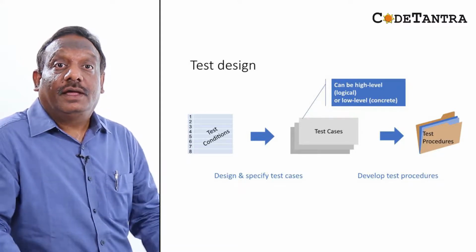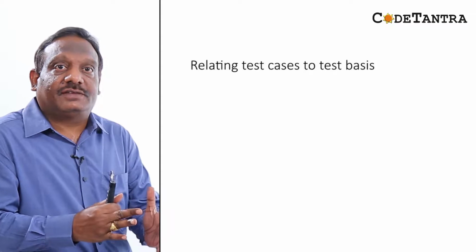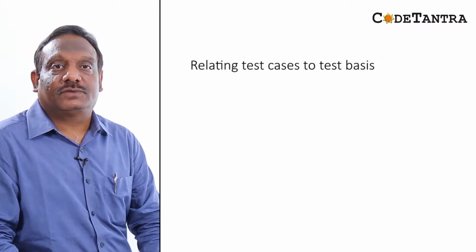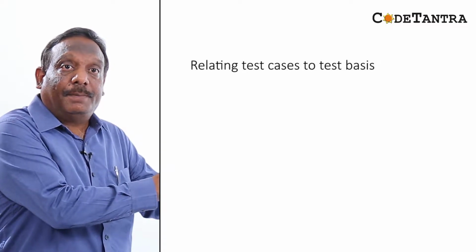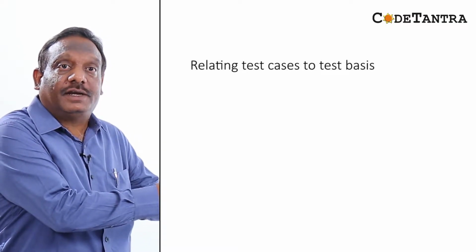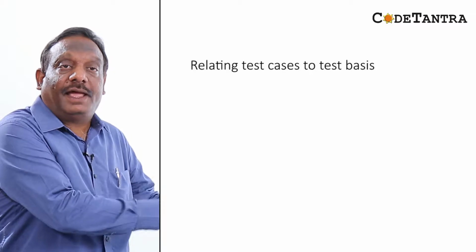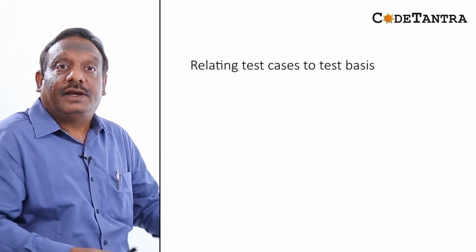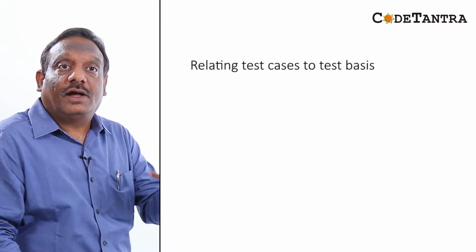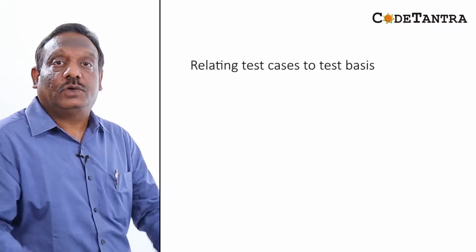Now, how do we relate test cases to the test basis? So far, test conditions have been related using backward traceability, and we linked them to the plan, strategy, test policy and test objectives. Now let us look at how we can relate test cases to the test basis.